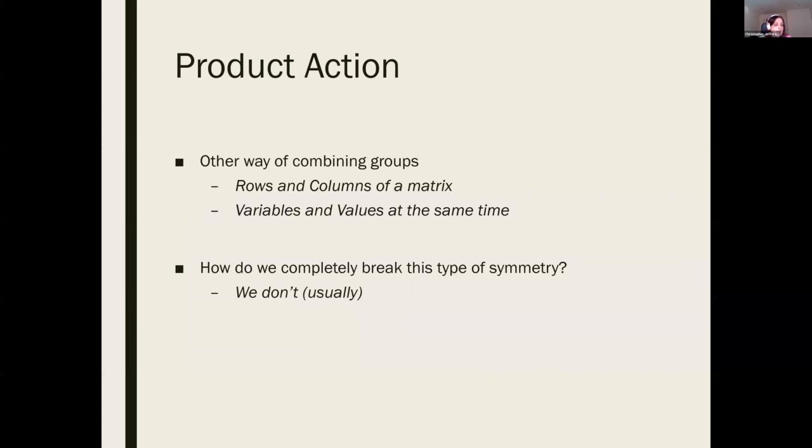The classic other type of symmetry that comes up a lot is what's called the product action. The classic example of this is rows and columns of a matrix. So we've got a matrix, we can permute the rows, we can permute the columns. And now, of course, when we permute a row, we're changing things in all of the columns. And when we swap two columns, we're changing things in all of the rows. So that nesting business from earlier doesn't apply. The same thing occurs if you have both a variable and a value symmetry. So you can permute the variables and the values. How do we completely break this type of symmetry? Basically, you don't, if the problem's of any significant size. It's too difficult. You can prove it's NP-complete to break this symmetry, so you've got no chance.